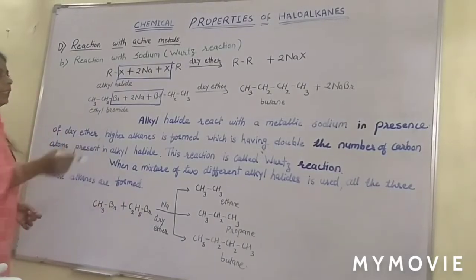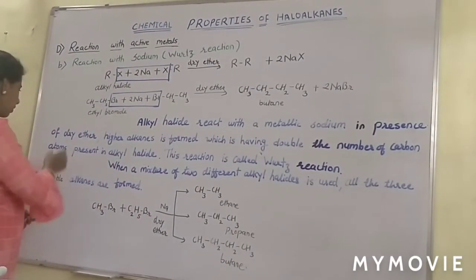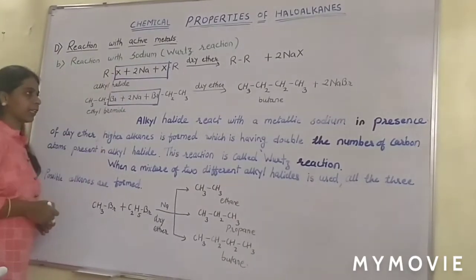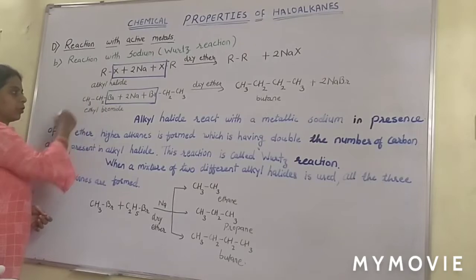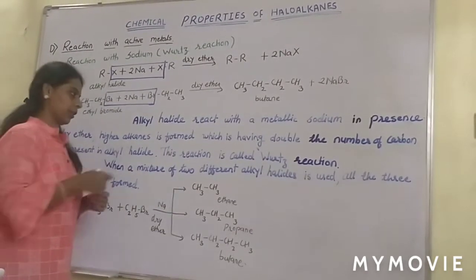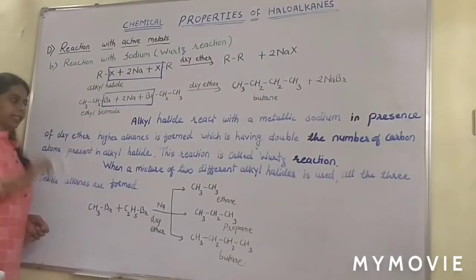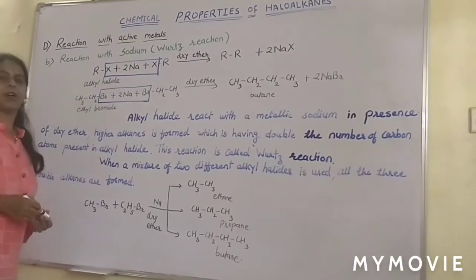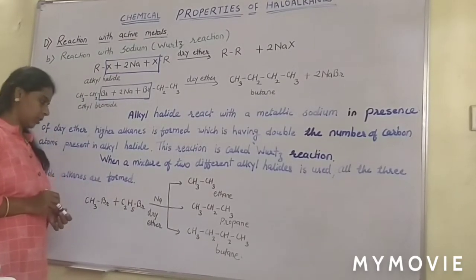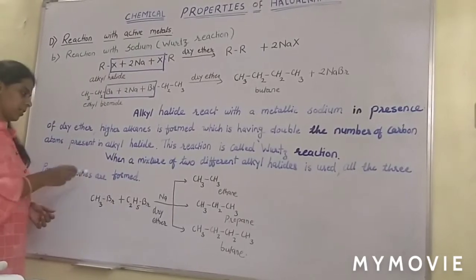Now all alkyl halides react with metallic sodium in presence of dry ether. A higher alkane is formed, because whatever the alkyl groups are there, it becomes double in the product. So the product has double the number of carbon atoms present in the alkyl halide. This reaction is called the Wurtz reaction. It was discovered by Wurtz. So this is the Wurtz reaction, an important name reaction also in our syllabus.